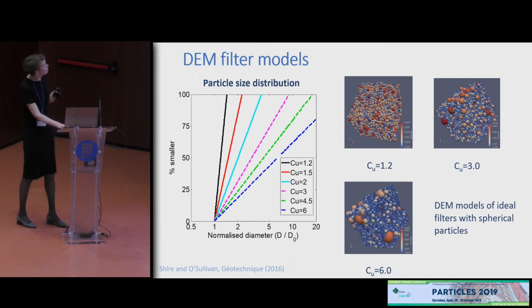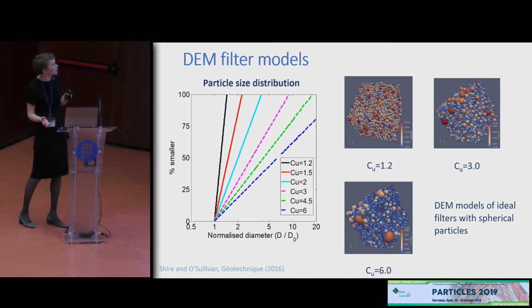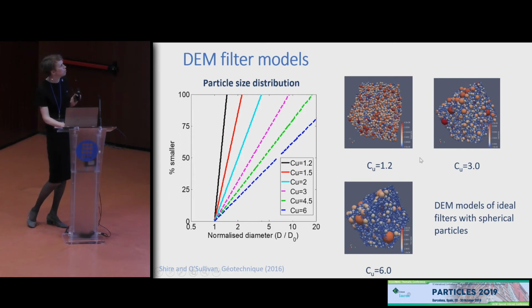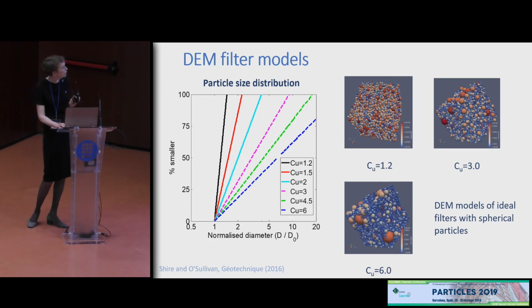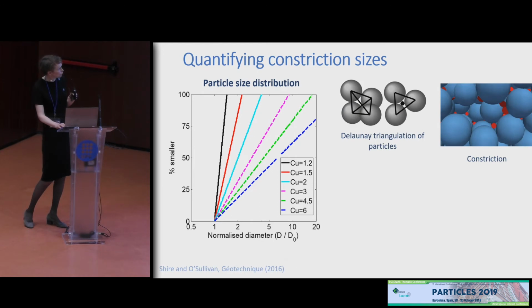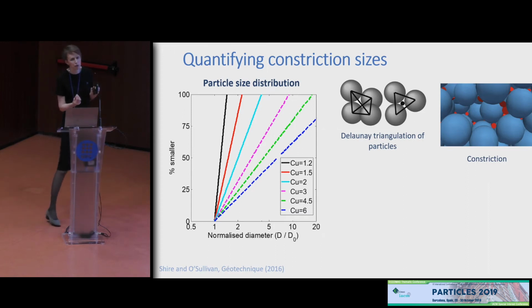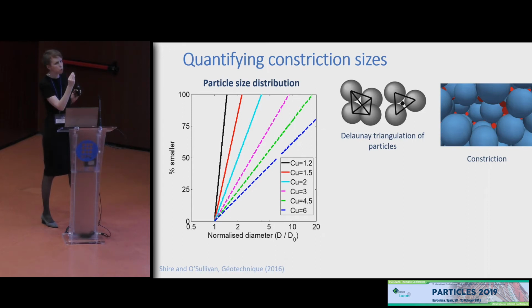During Tom Shire's PhD, and Tom is here today, he created a number of model filters, again using DEM, and again having linear gradings and using this measure of polydispersity that's used in practice. When the DEM model was created, we used a Delaunay triangulation-based approach to partition the void space and identify the constrictions in the void space. The constrictions are the narrow points in the pore space, and these are where we understand the base particles will be trapped.